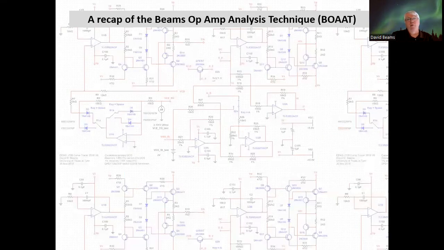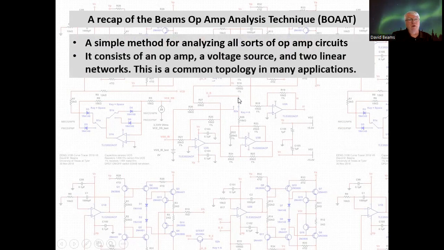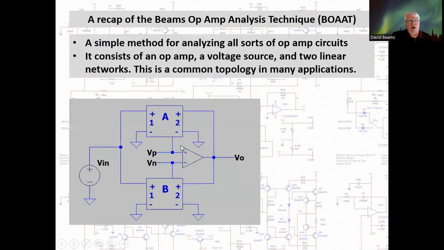A brief recap of the BOAAT method. It's a simple method for analyzing all sorts of op-amp circuits: an op-amp circuit which consists of an op-amp, an input voltage source, an output voltage, and two linear networks. This is a common topology for many applications.